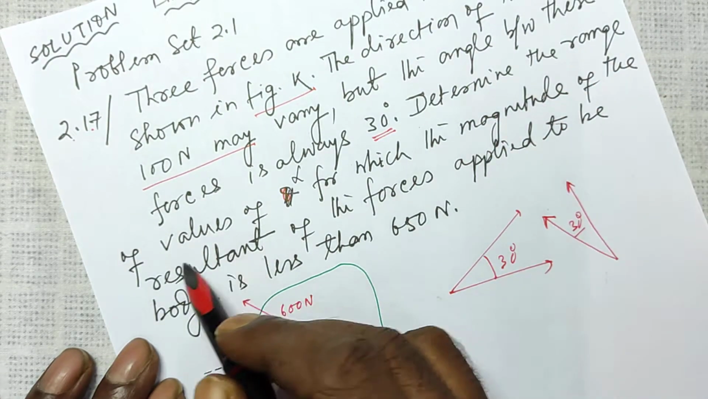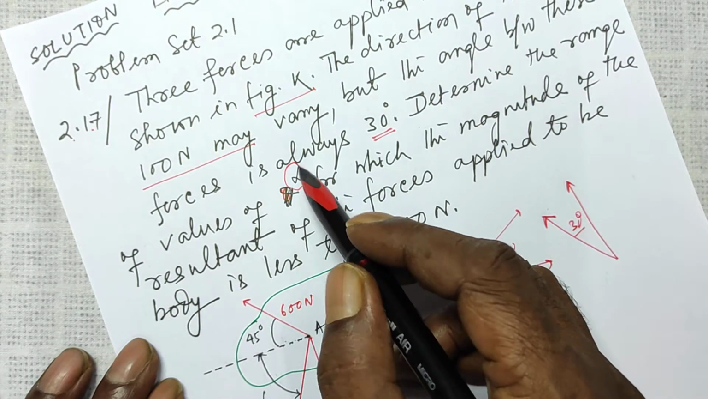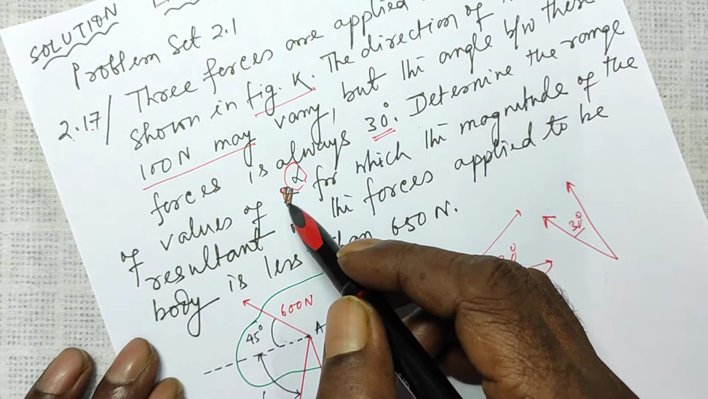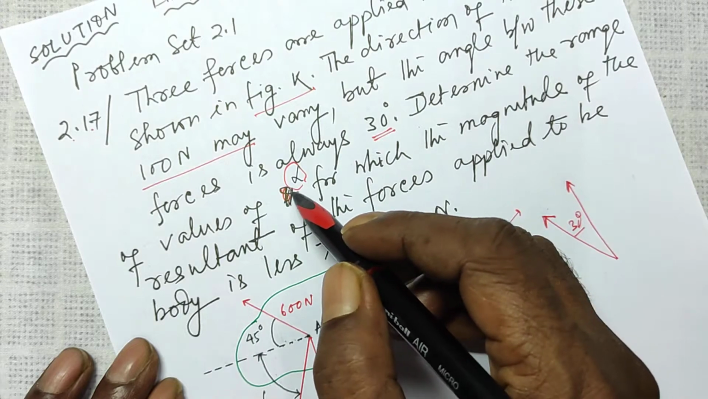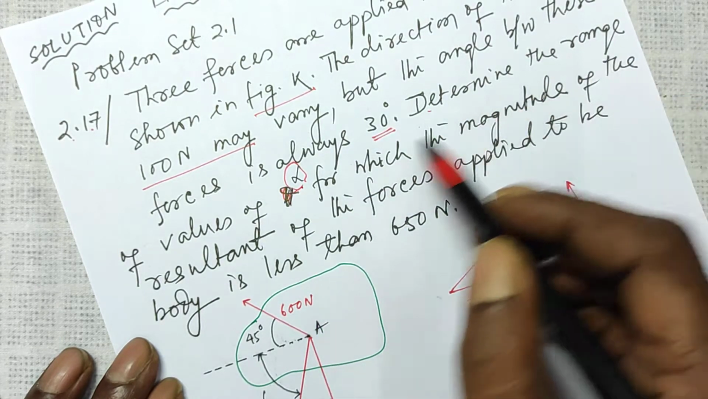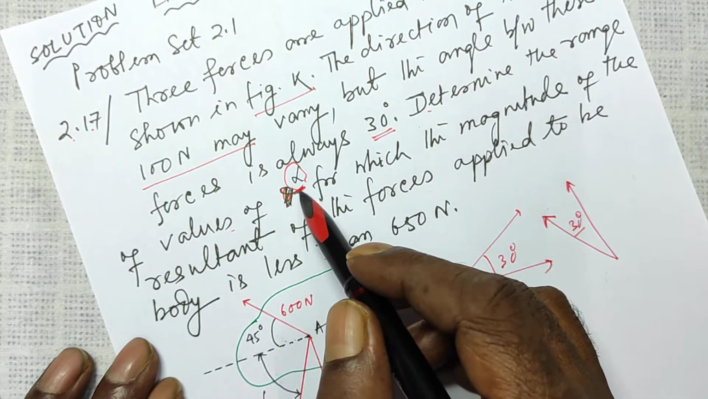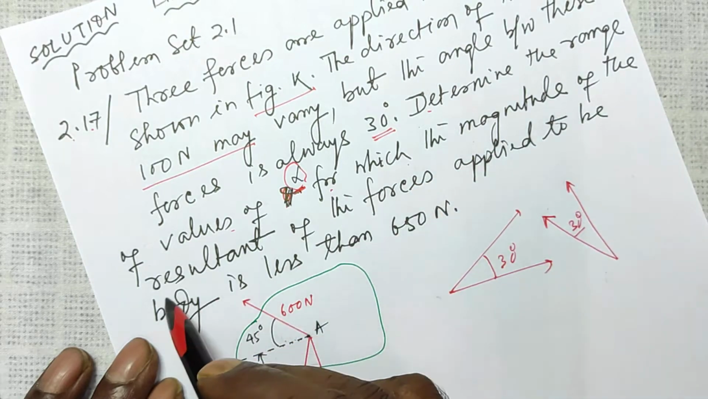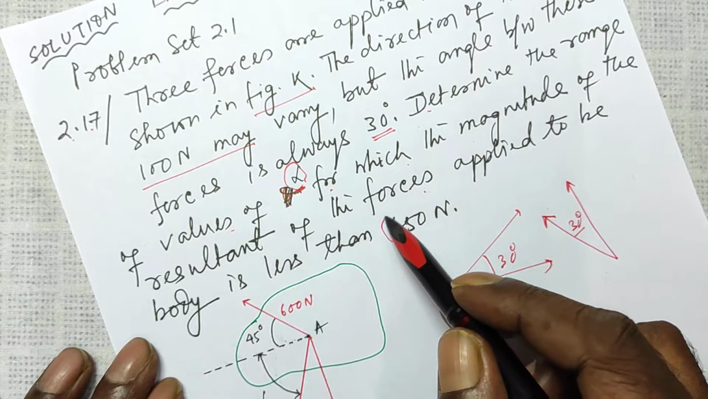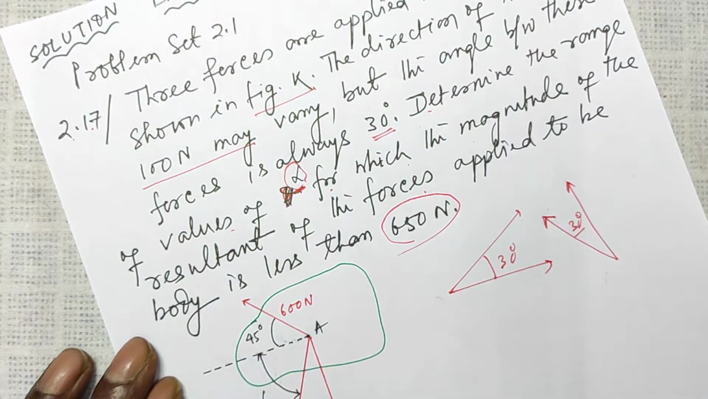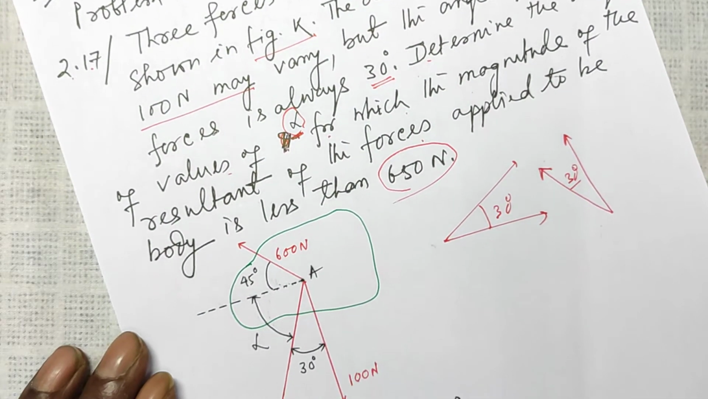Now determine the range of values of alpha. In your textbook it is written theta, but in the diagram it is given alpha, so I have changed it. Determine the range of values of alpha, the angle, for which the magnitude of the resultant of the forces applied to the body is less than 650 Newton, right?